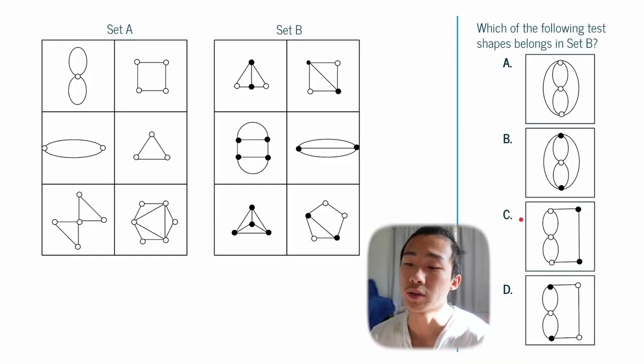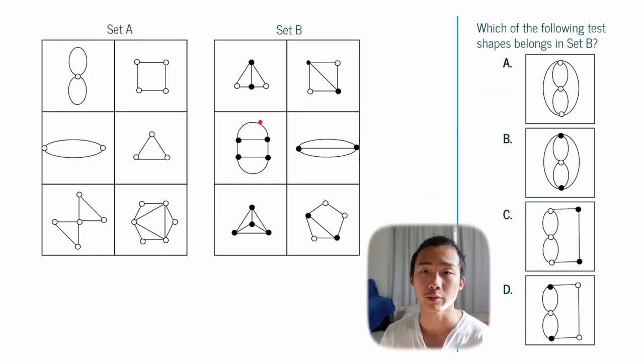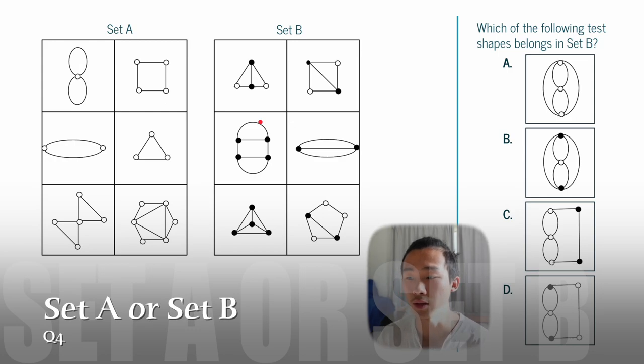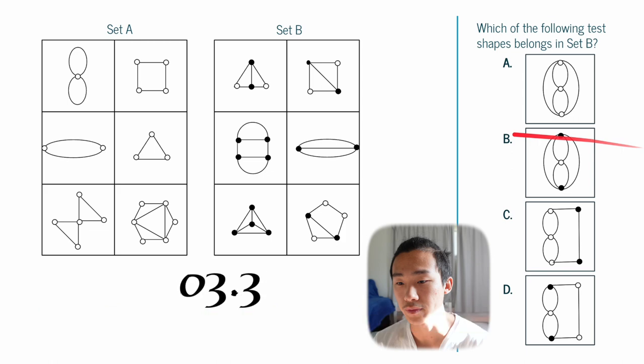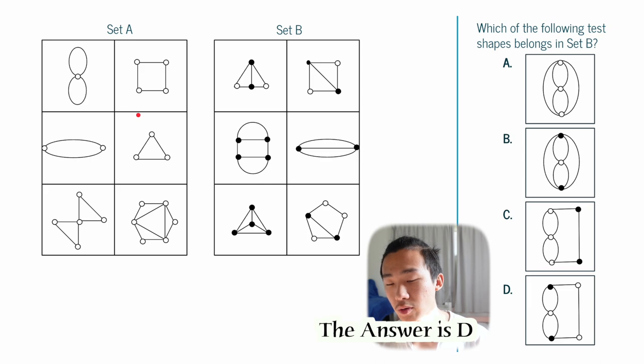Okay, last one. It's literally the same as the first type of question that we ran through, but this one doesn't have the neither. You've got to find the right shape. Okay, so if we actually look at it, we notice something very obvious: there's no black dot on the left side and there's a black dot on the right side, so obviously that's going to be one of B, C, D.